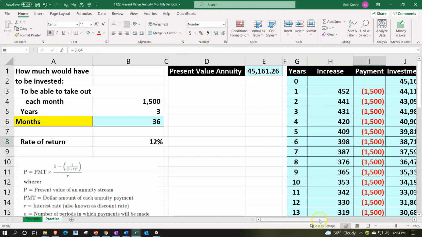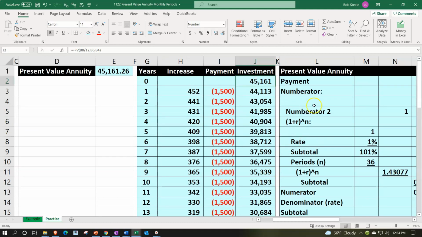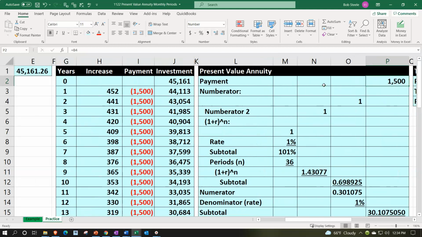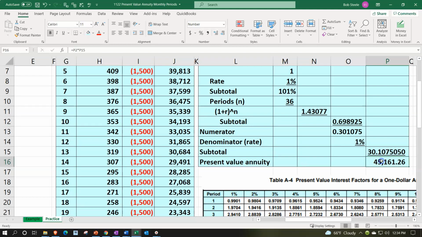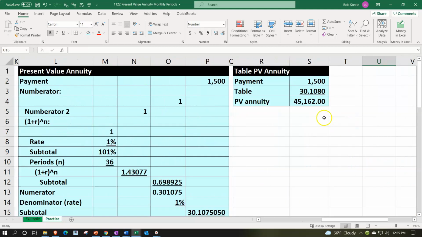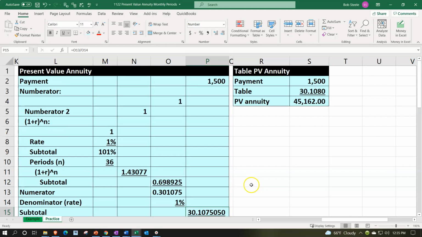we got the 45,161.26. We got that with our running balance, and then we kind of proved it by going down to 0. And then we've got the same thing here, the 45,161.26 here. And then with the table, we got the 45,162, slightly different due to the rounding of 4 digits. If you were to see the actual number, it would be closer to this that we saw when we did our mathematical calculation. That difference is due to the rounding from the tables.